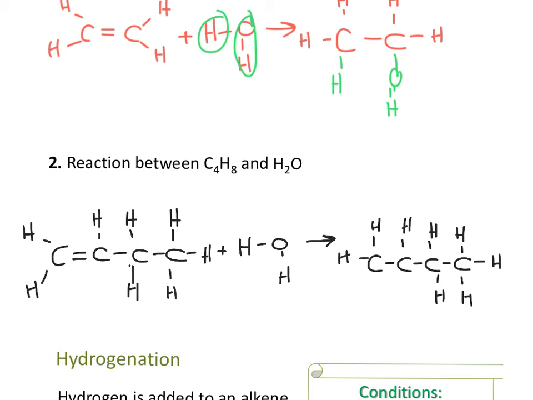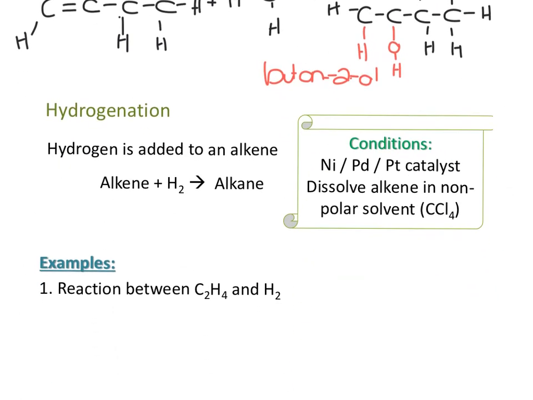The decision we have to make is where does the OH go and where does the H go? Remember Markovnikov's rule, hydrogen goes to the carbon with the most number of hydrogen atoms already. So it goes there and we create a secondary alcohol. So we create butan-2-ol. Okay, great. What about hydrogenation?